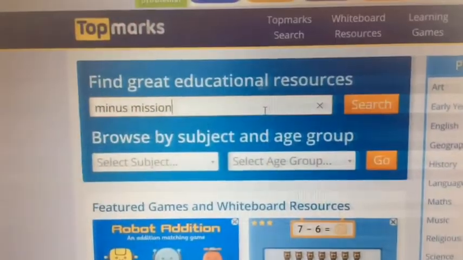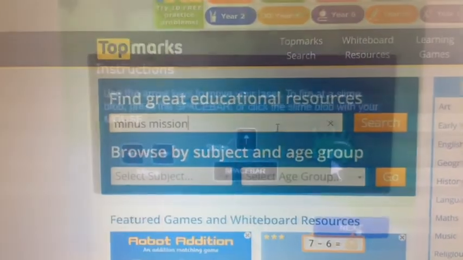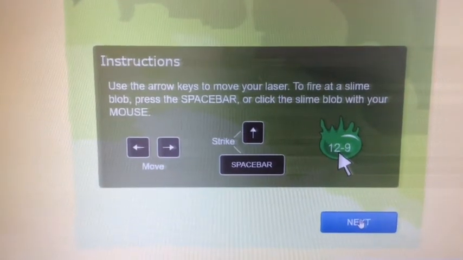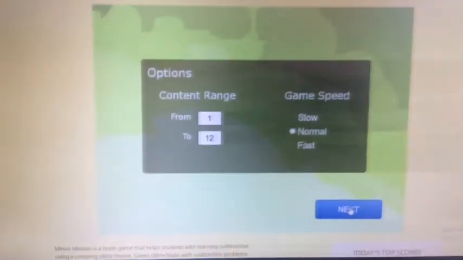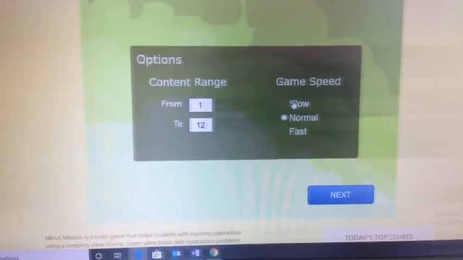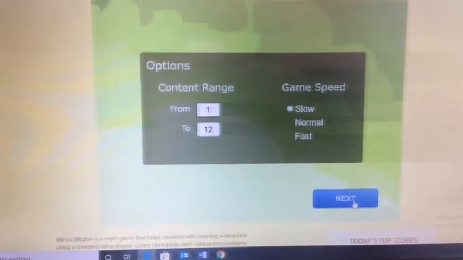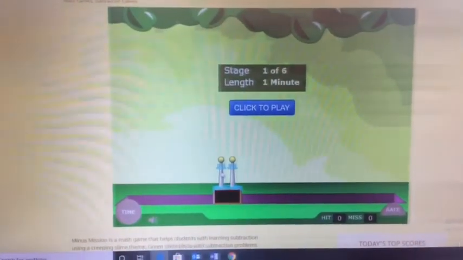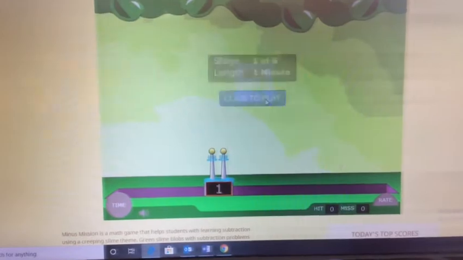Go to the Top Marks website and today we're playing Minus Mission. So pop that in your search. Similar to yesterday, you need your arrow keys and the space bar. Choose your range of numbers and your speed. So again, you're going to get an answer at the bottom and questions at the top.